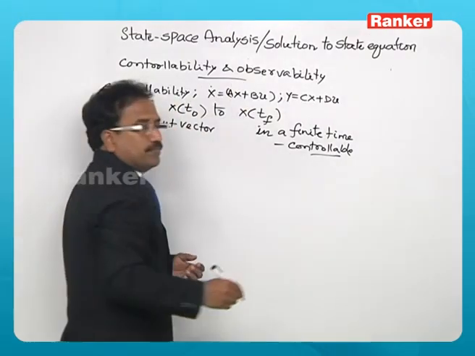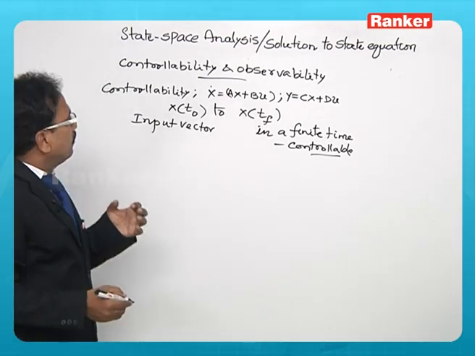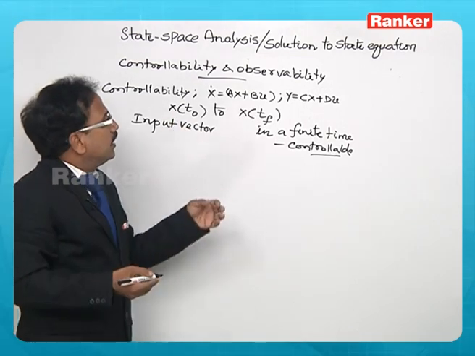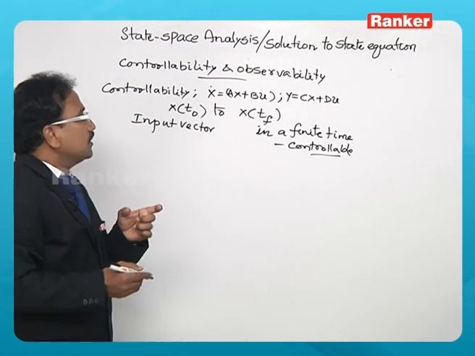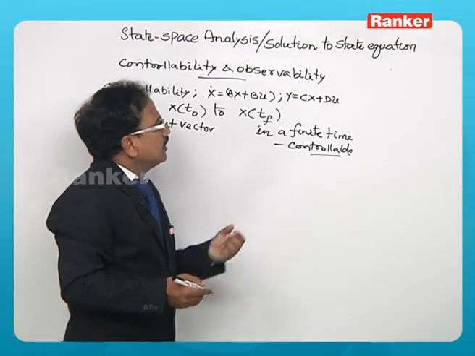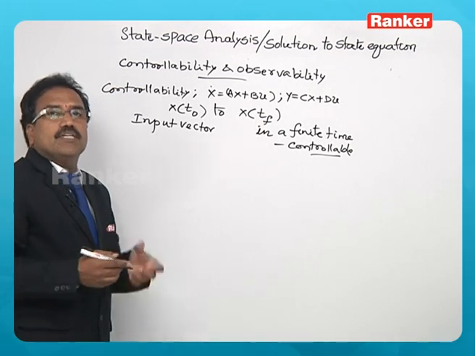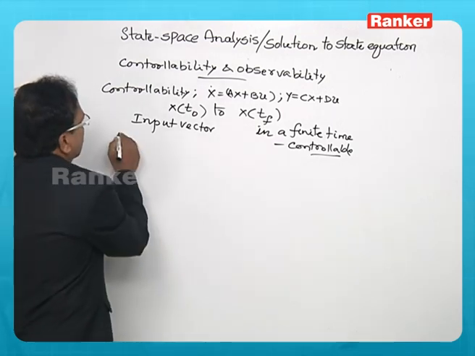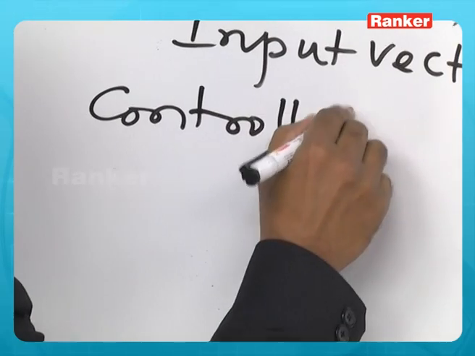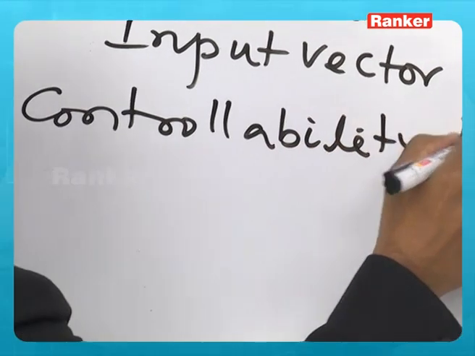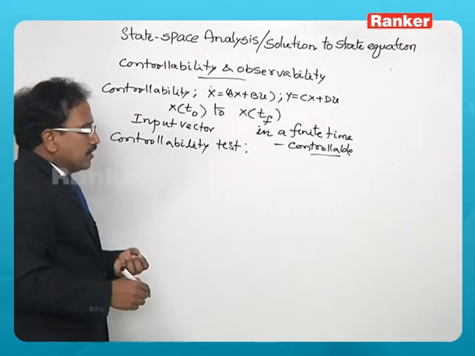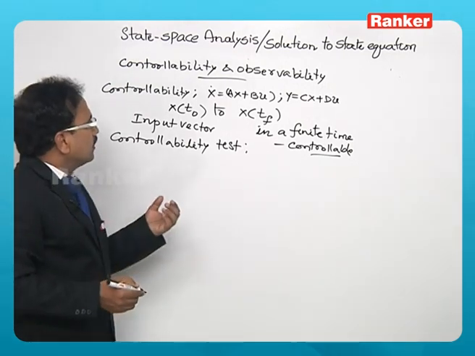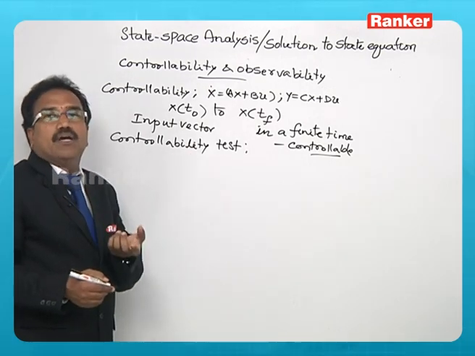Controllability is if there exists an input vector u of t to take the system from x of t0 to x of tf in a finite time, that is important, in a finite time, then we say that the system is controllable. So, there is a simple test to check this controllability in the state space analysis, and this is called controllability test. So, when an nth order system is given, how to check the system given is controllable or not.